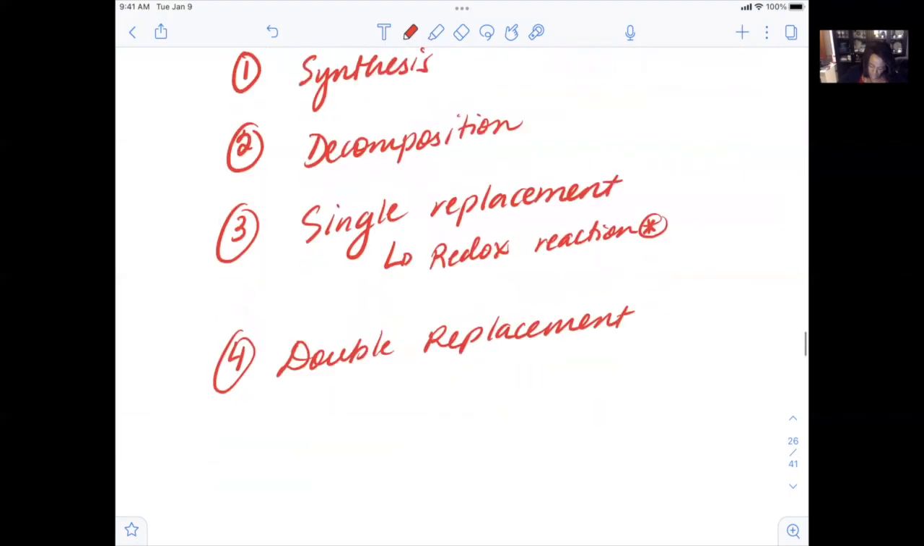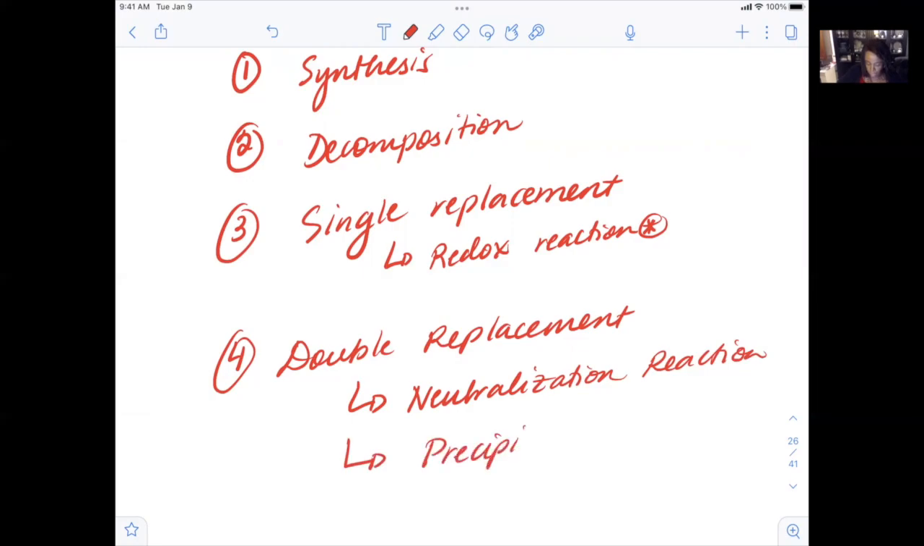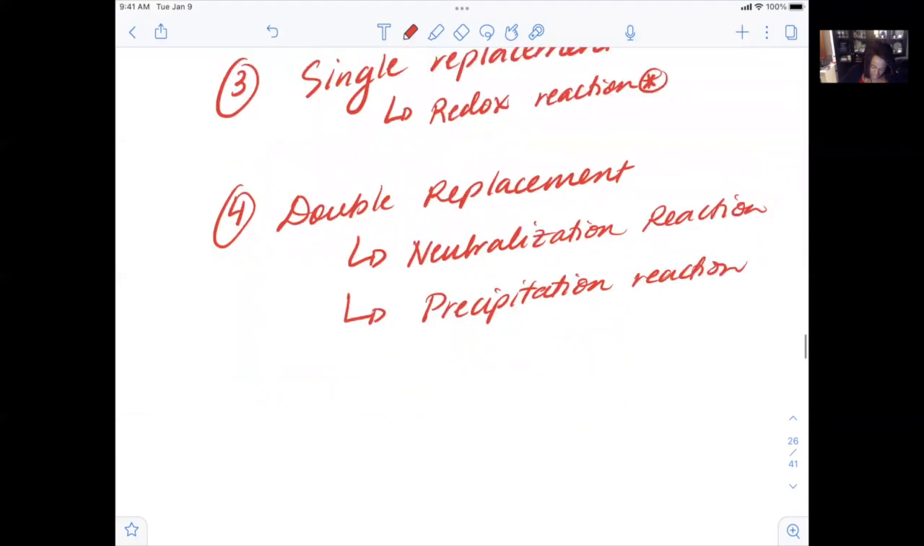Okay, in double replacement though, for real, we do see neutralization reaction that falls under double replacement. And then we also see a precipitation reaction. Okay. Then finally, number 5, what do we have? Combustion reaction.